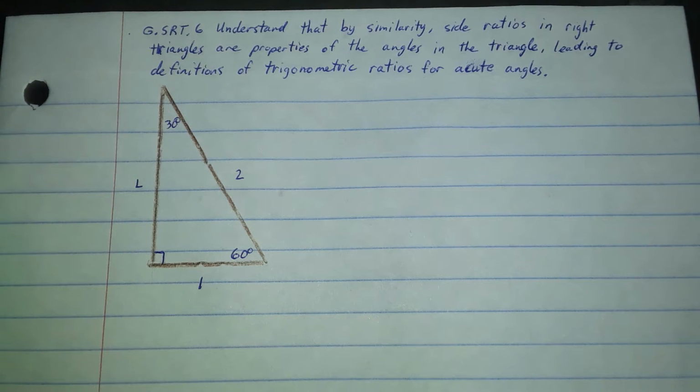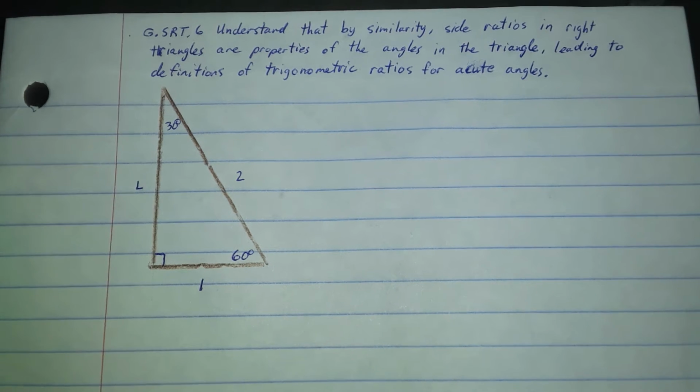Okay, we're going to try to get an understanding of how similarity and side ratios in right triangles are properties that are special to those right triangles, and it's going to help lead us to definitions of trigonometry and how ratios work for determining acute angles in triangles.